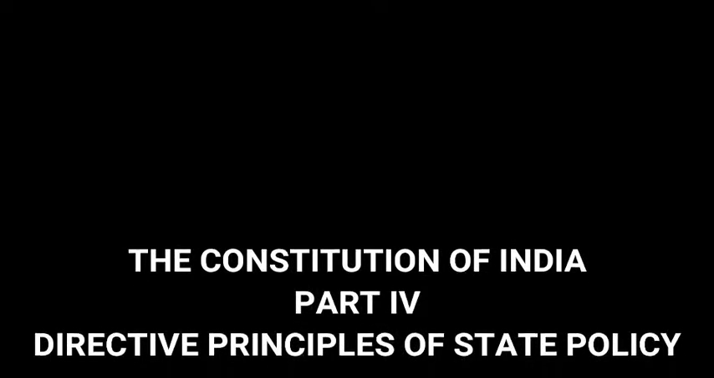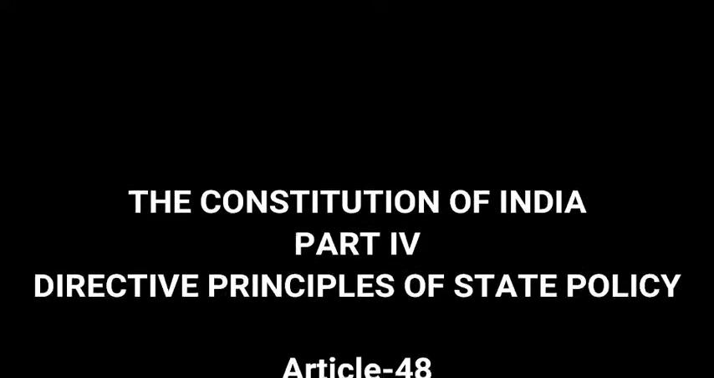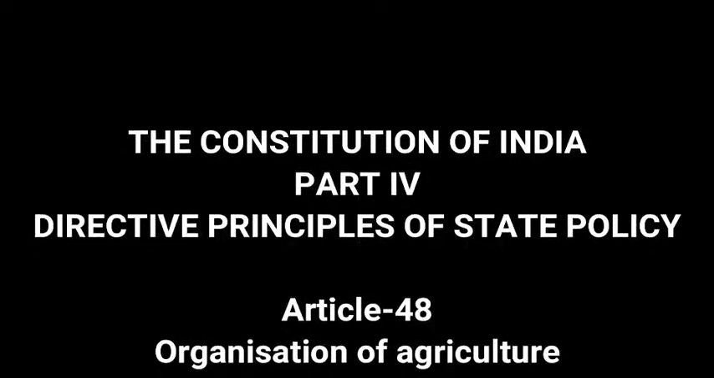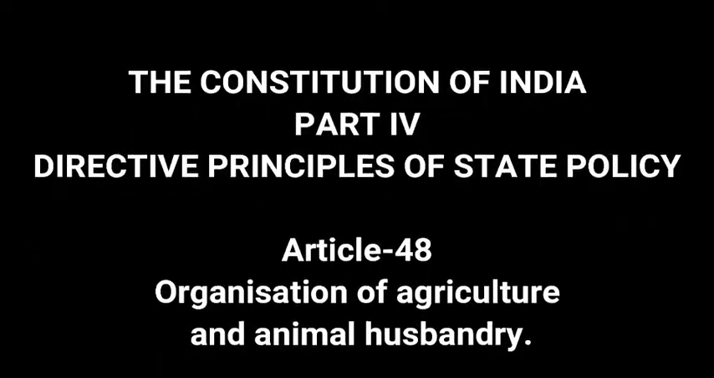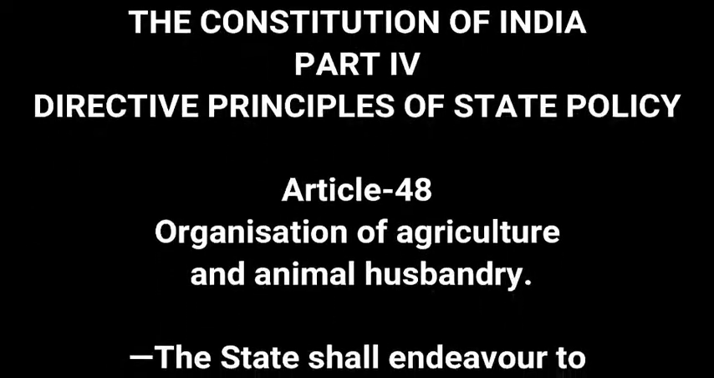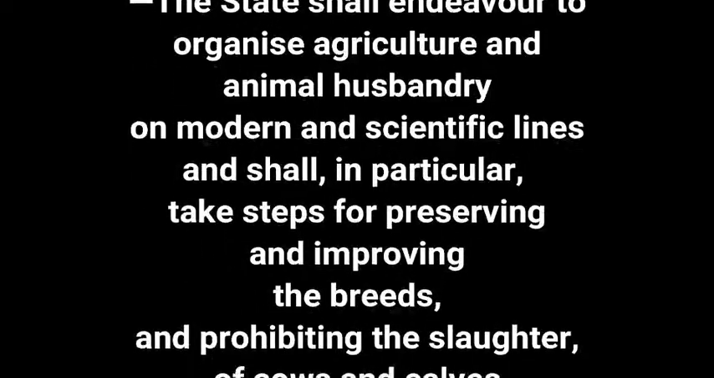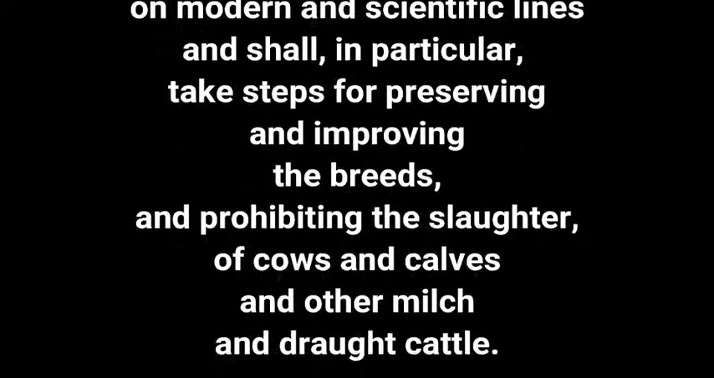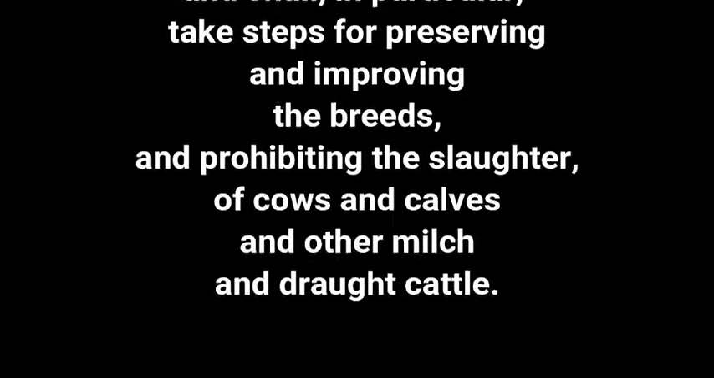The Constitution of India. Part 4. Directive Principles of State Policy. Article 48. Organization of Agriculture and Animal Husbandry. The state shall endeavor to organize agriculture and animal husbandry on modern and scientific lines, and shall, in particular, take steps for preserving and improving the breeds, and prohibiting the slaughter of cows and calves and other milch and draft cattle.